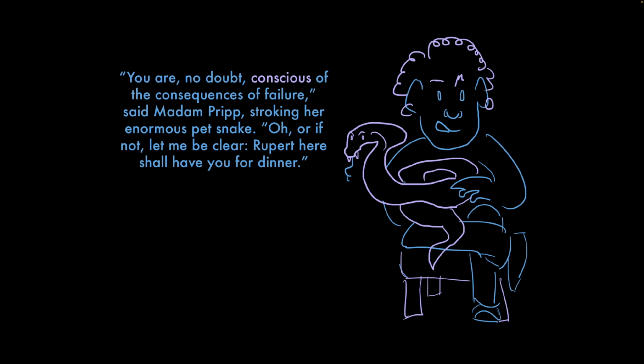You are no doubt conscious of the consequences of failure, said Madame Prip, stroking her enormous pet snake. Oh, or if not, let me be clear, Rupert here shall have you for dinner. She's saying to be conscious, to be aware of the consequences.